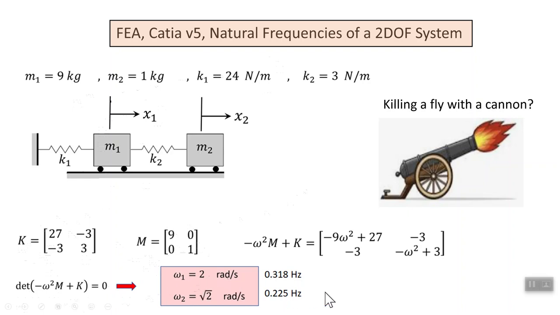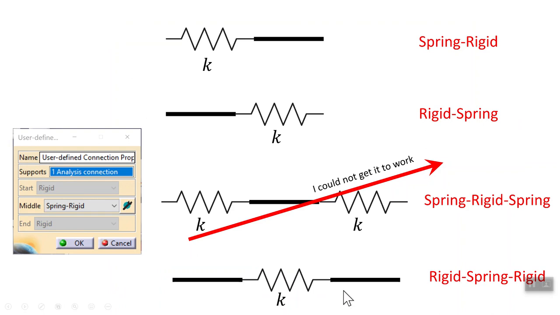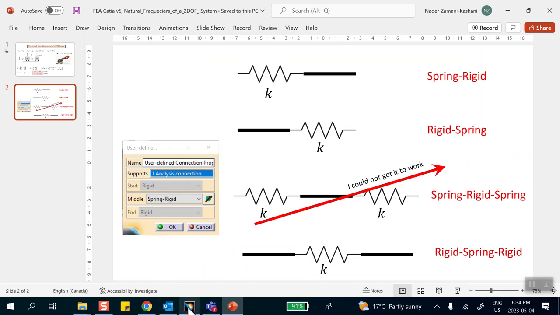Now, when it comes to modeling the spring elements, there are different options, and the one that I could not actually make it to work was this thing called rigid spring type of element. So these work. I'm going to show you, for example, this one. Okay, well, these things will also work, but I could not make this one to work. Maybe I don't know how to do it. Okay, so let's go ahead and do that.